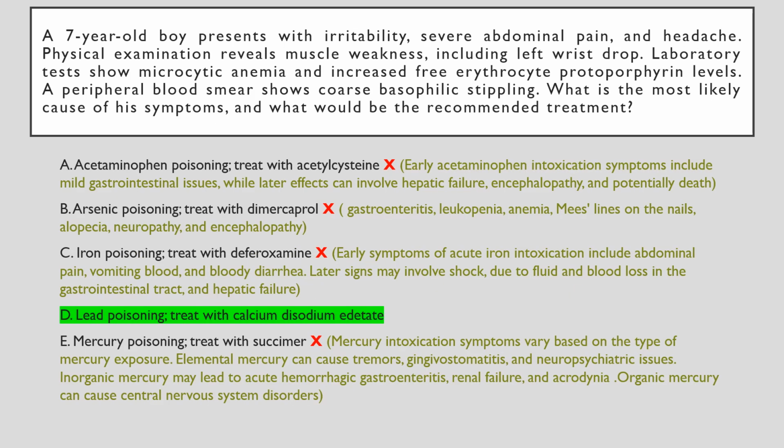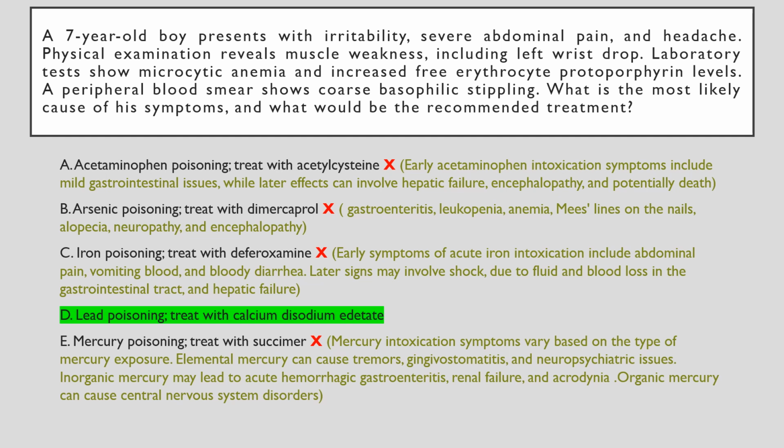Let's have a look at why the other options are incorrect. Option A is incorrect, as free radicals formed from acetaminophen metabolism cause lipid peroxidation of hepatic membranes and lead to hepatic necrosis. Early manifestations of intoxication with acetaminophen include mild gastrointestinal complaints. Later manifestations include hepatic failure, encephalopathy, and sometimes death.